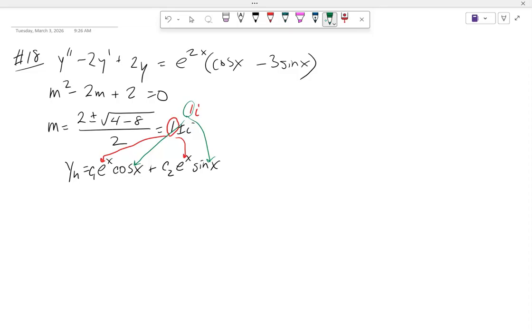All right, so far, so good? Okay. Now let's look at the form of our forcing function here, because this is what's going to tell us what our guess is for our particular solution.